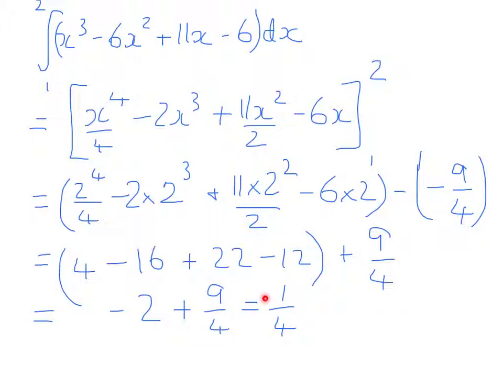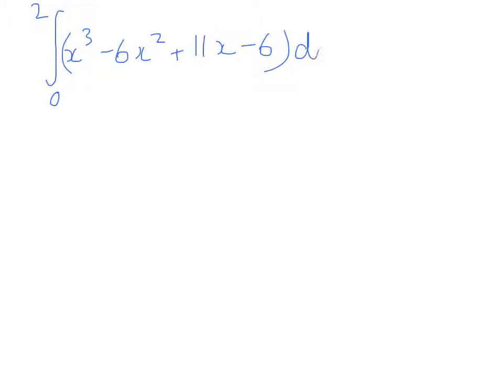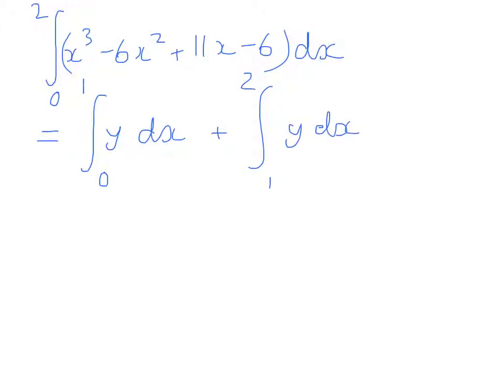So let's put all of that together in our final slide. If you remember, we're trying to find the integral between 0 and 2 of x cubed minus 6x squared plus 11x minus 6, all with respect to x. And we had to split that up into 2 bits between 0 and 1, our function, and between 1 and 2, our function, because the bit between 0 and 1 lies below the x-axis, between 1 and 2 lies above the x-axis.